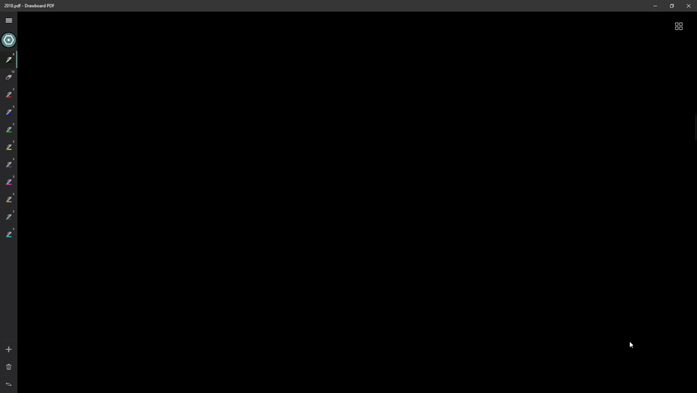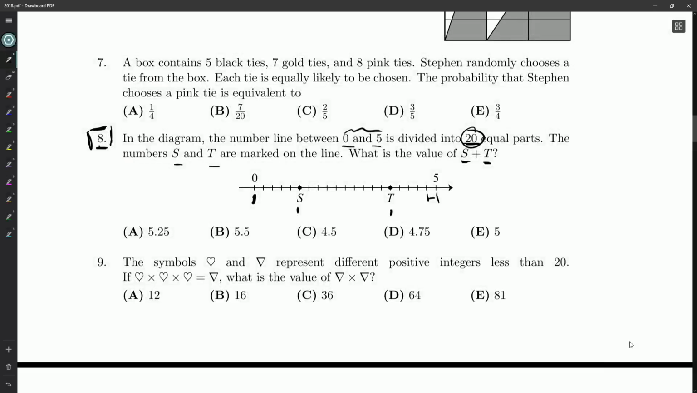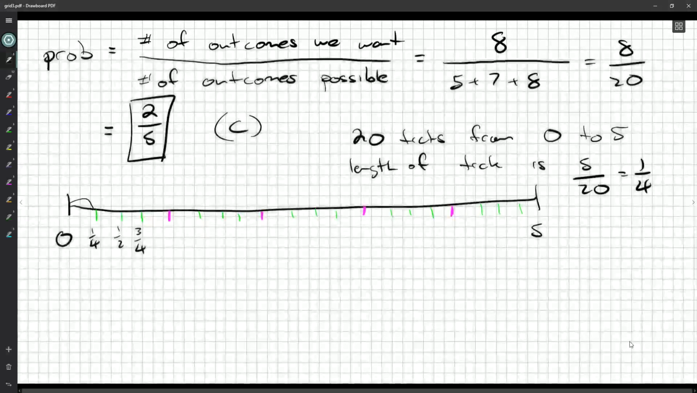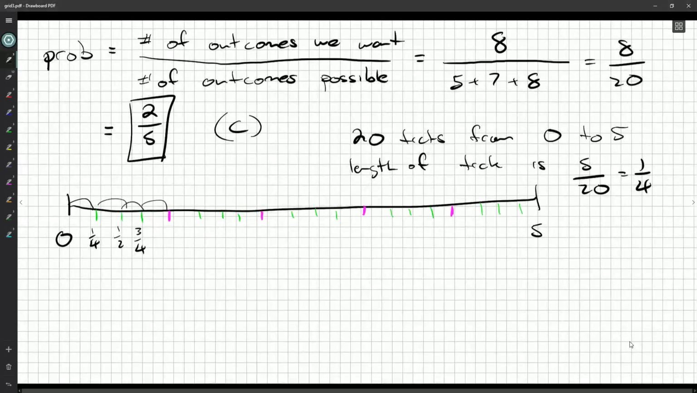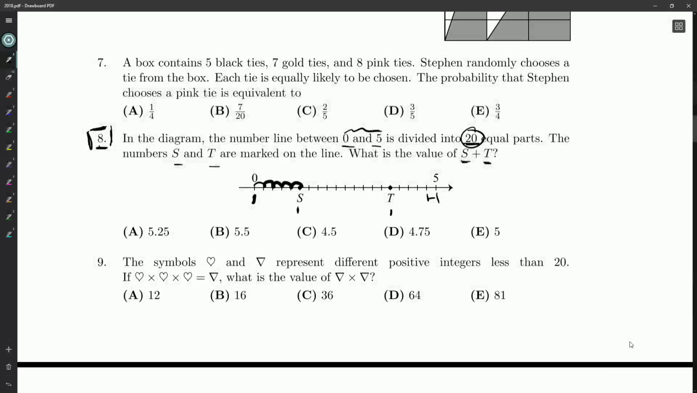So where do s and t fall on this list? Well, s is at 1, 2, 3, 4, 5. So we just count 1, 2, 3, 4, 5. And what we've got here is the pink ones, having cleverly thought ahead, are the whole numbers. And so we're looking at 5 quarters, or 1.25. I can't remember how the answers are presented. They're decimal, so we'll keep it with decimal.